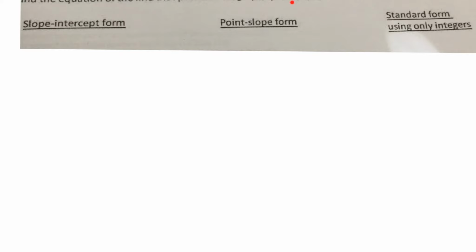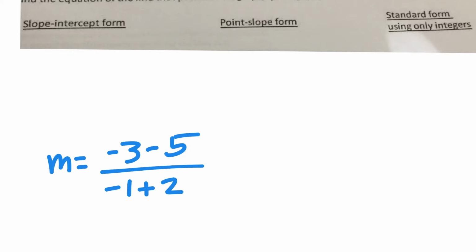So for me, since I know 2 points and all I need is the slope, I'm going to put it in point-slope form. So first, to find the slope, we're going to need the slope formula. So the slope formula, y2 minus y1 over x2 minus x1, which simplifies to be negative 8 over positive 1, which is just negative 8.